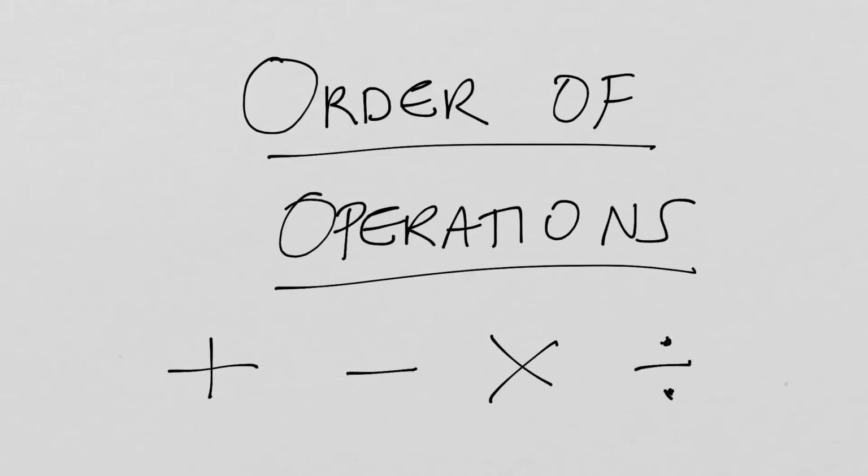Okay, order of operations is... This video is going to be a little bit longer than the others because there's a bunch of things going on here. But order of operations means when you have more than one operation, so let's say you've got an addition and a multiplication, or you've got a subtraction and a division in a problem, which one do you do first? What's the order that you do them in?